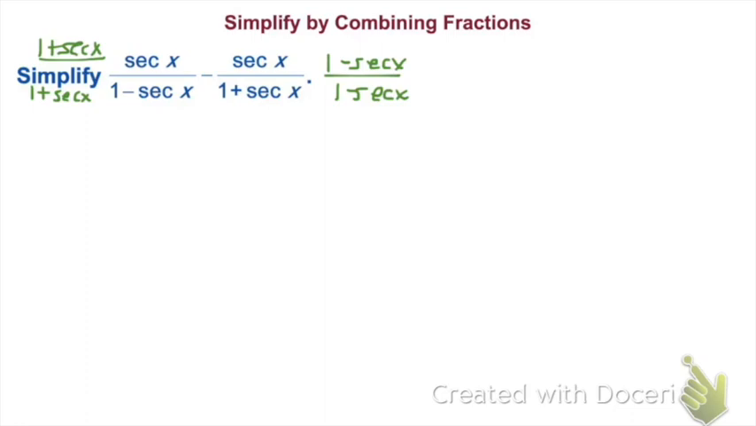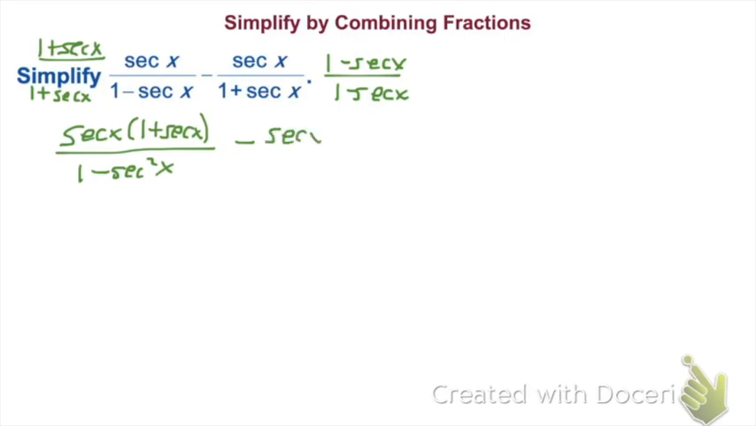When we do this, on the numerator we're going to have secant x, 1 plus secant x, all over, when you multiply these together on the denominator, you're going to get 1 minus secant squared x. Do the same thing for the next one when you take secant times 1 minus secant. And I'm going to show you all the steps. We have secant x, 1 minus secant x, all over 1 minus secant squared x.